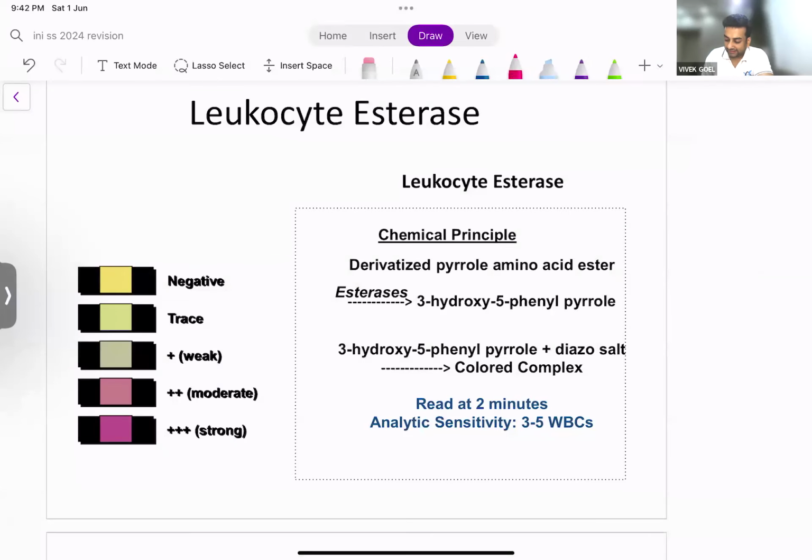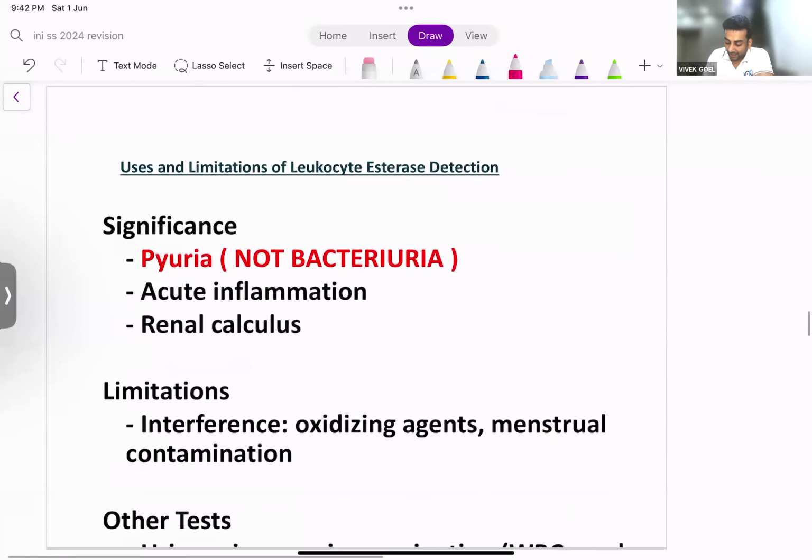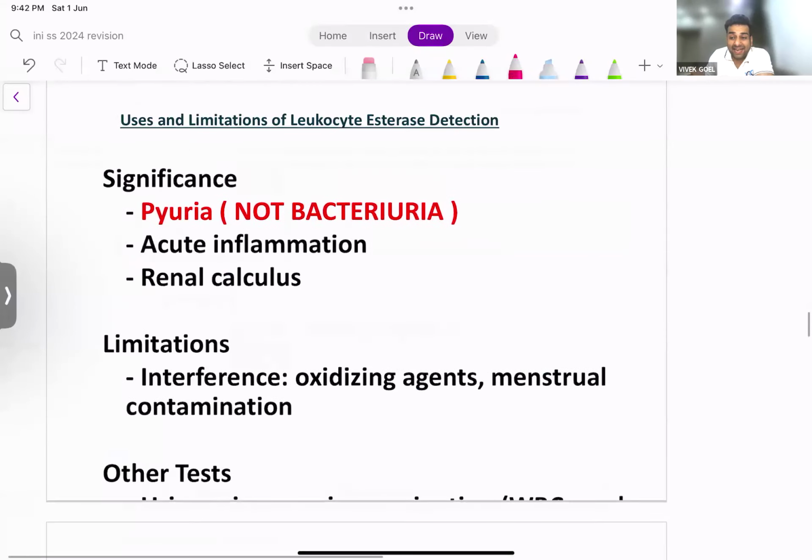So this is the chemical reaction that takes place in the detection of leukocyte esterase test. And it could be present in any pyuric condition, which could even be a non-infective, sterile cause of pyuria. For example, a renal calculus, an acute inflammation, an acute interstitial nephritis, even in acute glomerulonephritis, you could get a leukocyte esterase positivity. Limitations could be oxidizing agent, menstrual contamination. So again, this is very, very important.